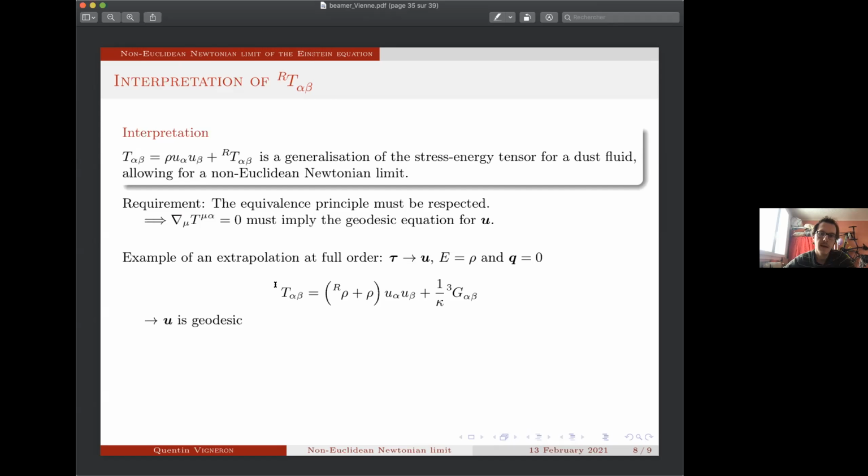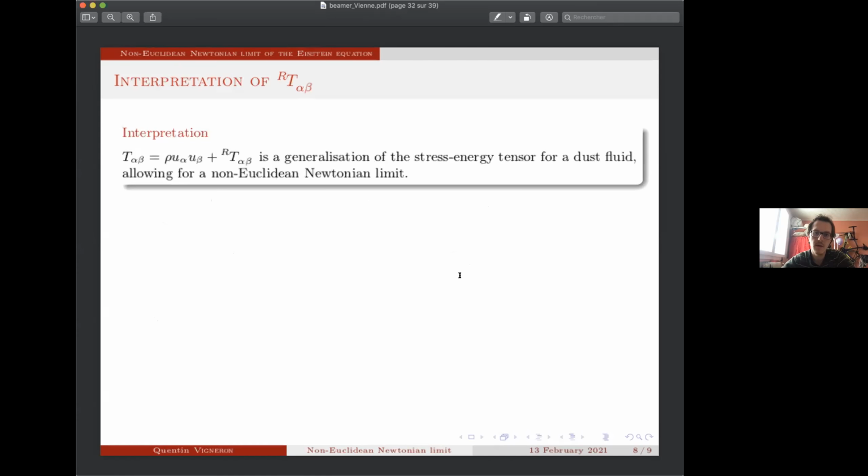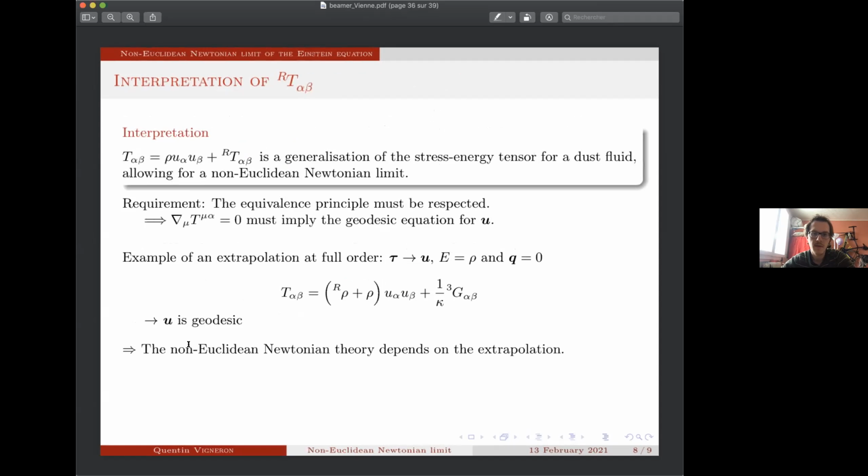The problem is that there are many more guesses, many more extrapolations we might propose that lead to the geodesic equation and lead to the same leading order terms. And the problem is that the non-Euclidean Newtonian theory will depend actually on this extrapolation. So we are not able to give this theory for now, and we just know that we have to add an additional term in the stress energy tensor.